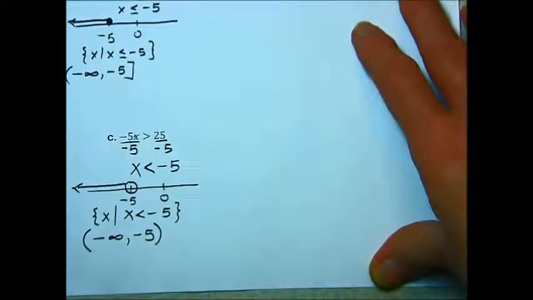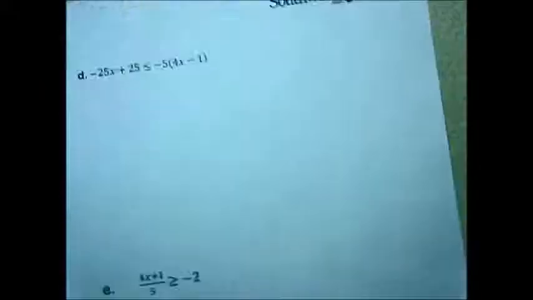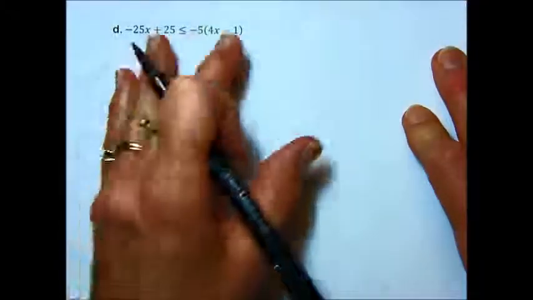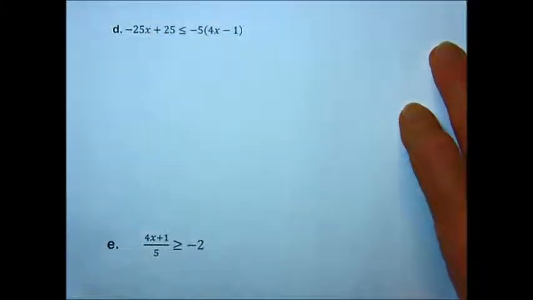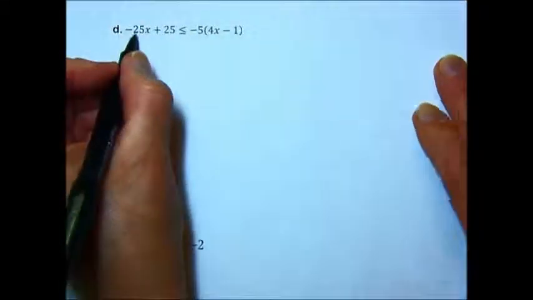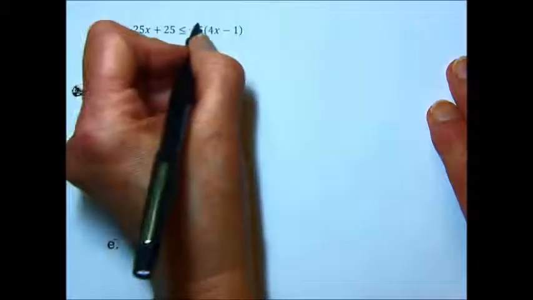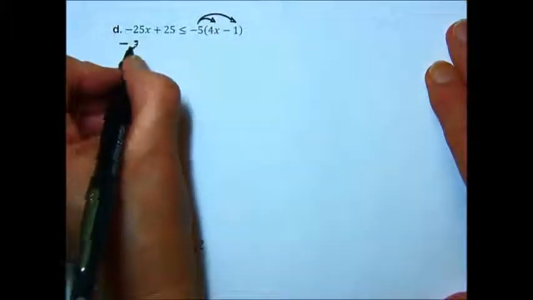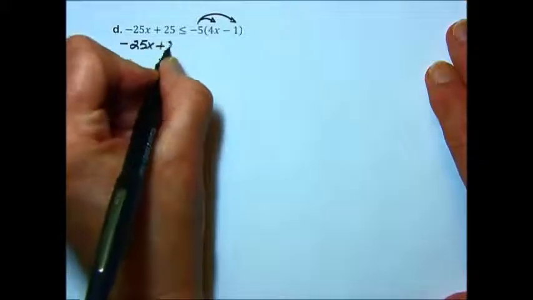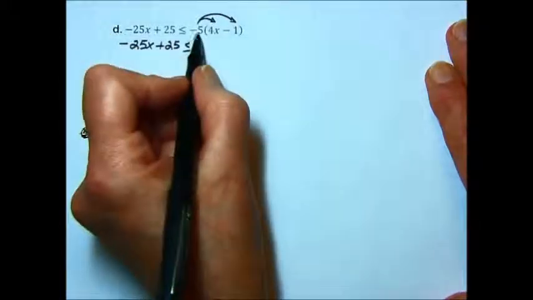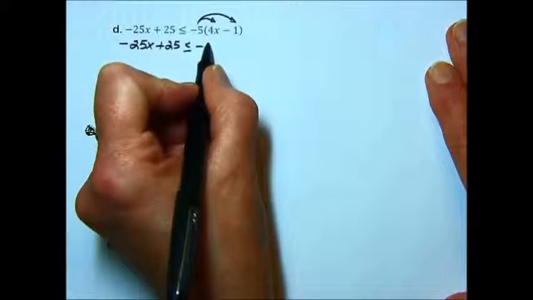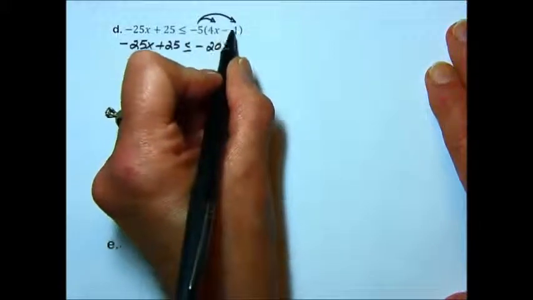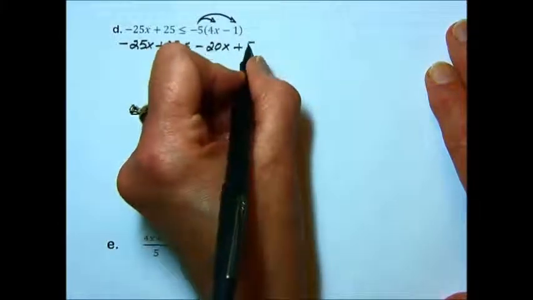The other thing that we can look at is more complication on solving inequalities. And here we have a little more complexity. Nothing can be done currently on the left, but on the right, our first priority would be to get rid of the parentheses. And to do that, we'll use the distributive property. Negative 5 times the positive 4x is negative 20x. A negative 5 times the negative 1 is a positive 5.